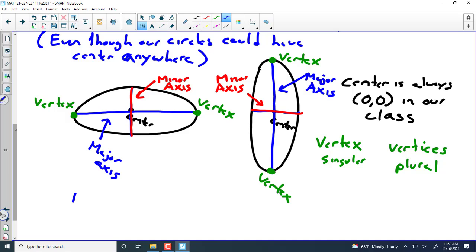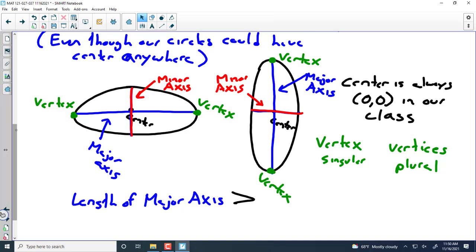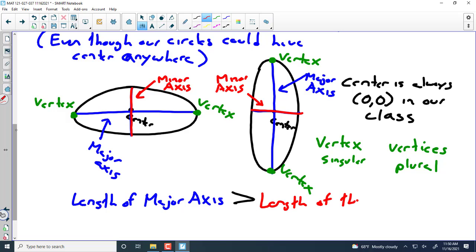And the length of the major axis is always greater than the length of the minor axis. So it doesn't matter which way it goes. What matters is which one's longer. That's how you know which one is which. Not which one goes up and down, not which one goes left and right, but whichever one is longer you call a major axis, whichever one is shorter you call a minor axis.